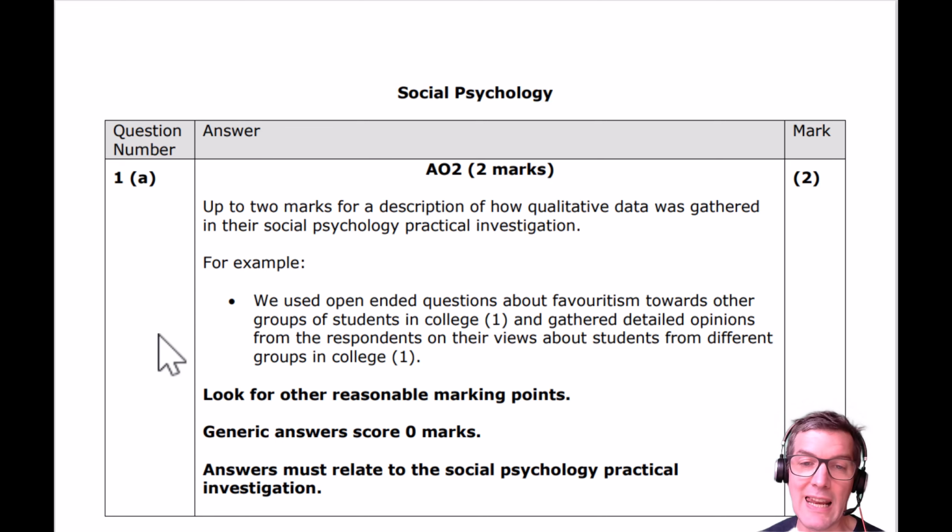So it's really clear not only that it's about open-ended questions and detailed opinions, which is the general idea, but it's been connected fully to your investigation.